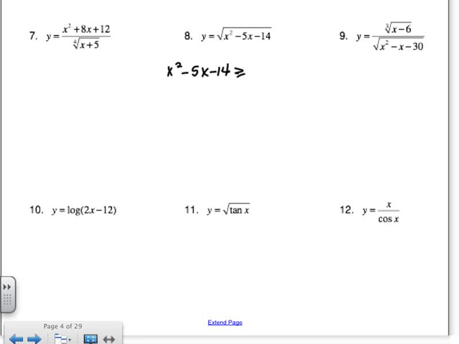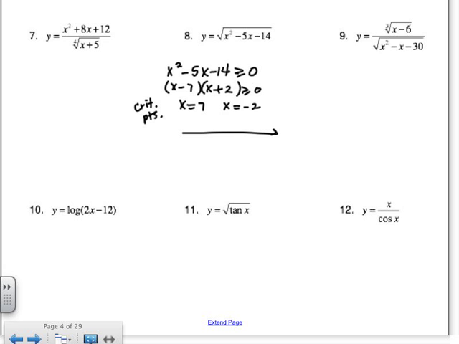Okay, we're actually going to do this in a later section, but let's go ahead and talk about it now. So when I factor, it's x minus 7 times x plus 2. So I get x equals 7 and x equals negative 2. These are the places where it's equal to 0. So we call these critical points.